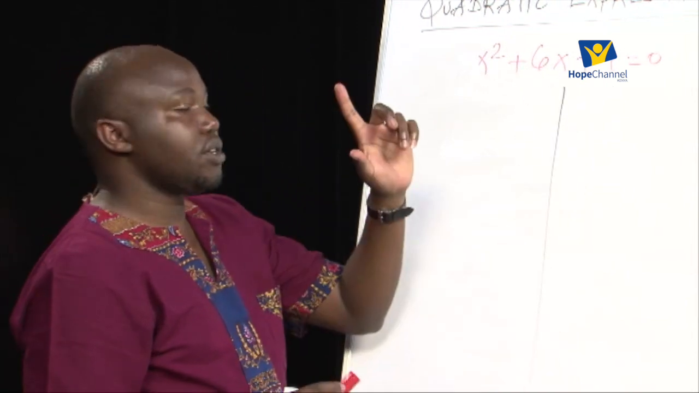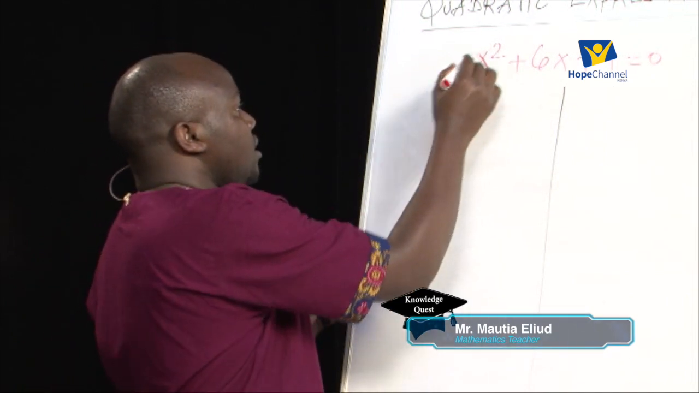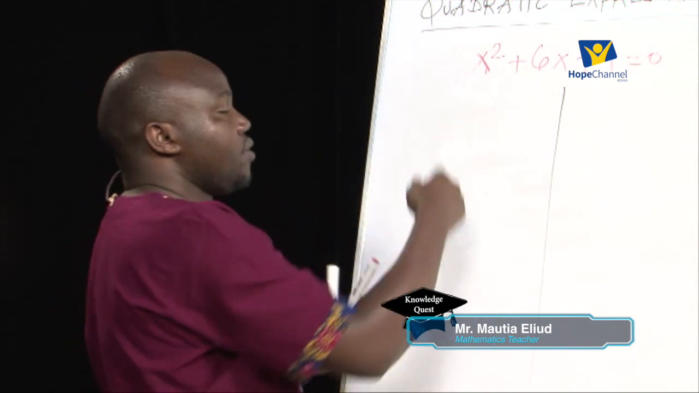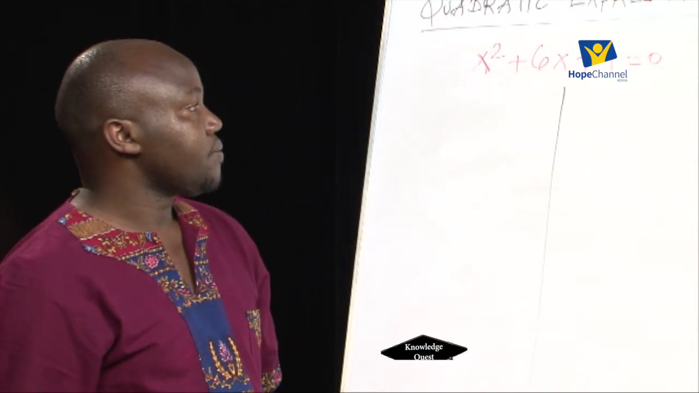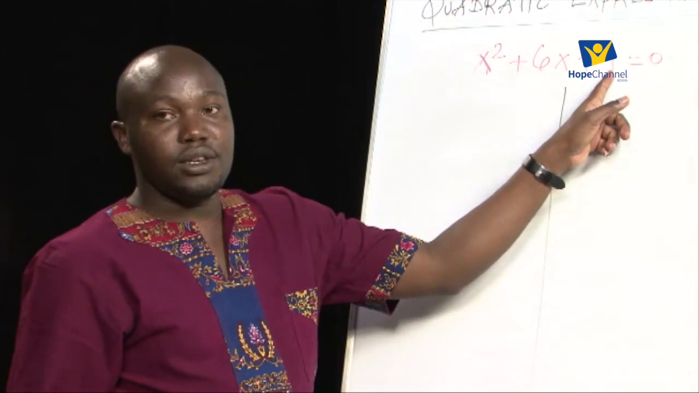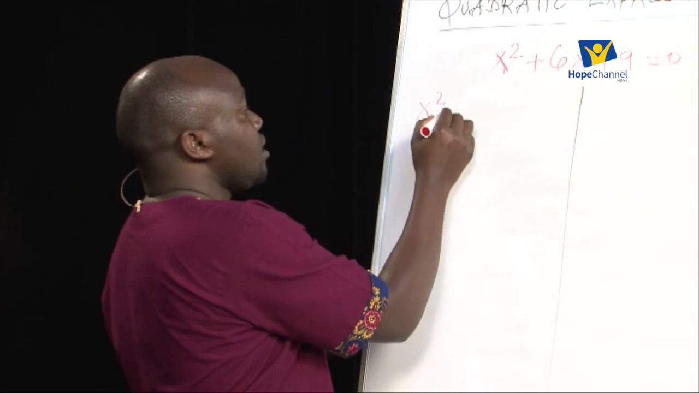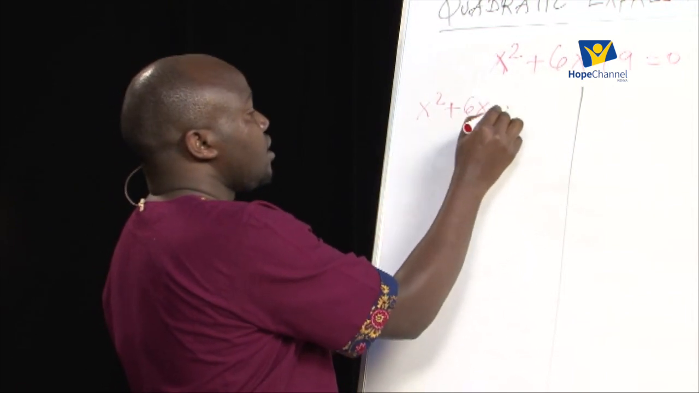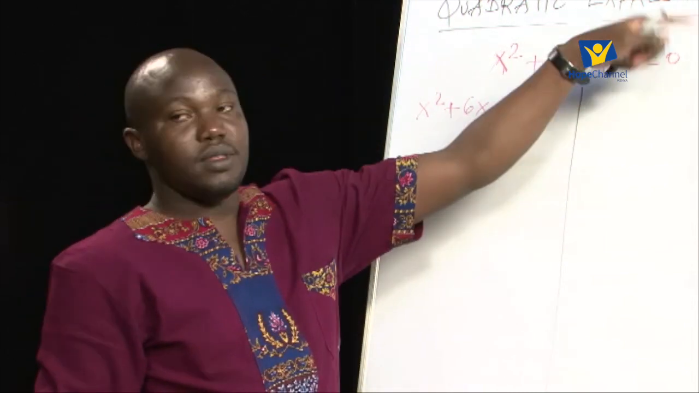I said the first rule, ensure the coefficient of x squared is 1. Already it's 1, therefore that rule is left out. The second rule is to take the constant c to the other side of the equal sign, meaning I'm going to have x squared plus 6x is equal to negative 9. Correct. I've taken the constant to the other side of the equal sign.